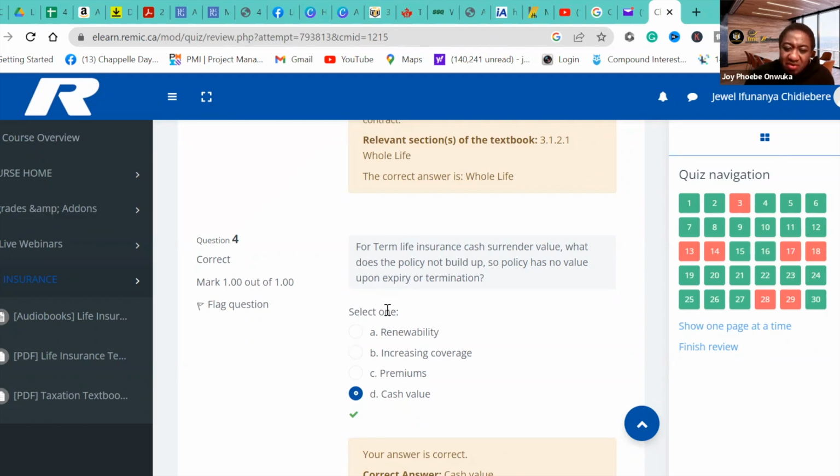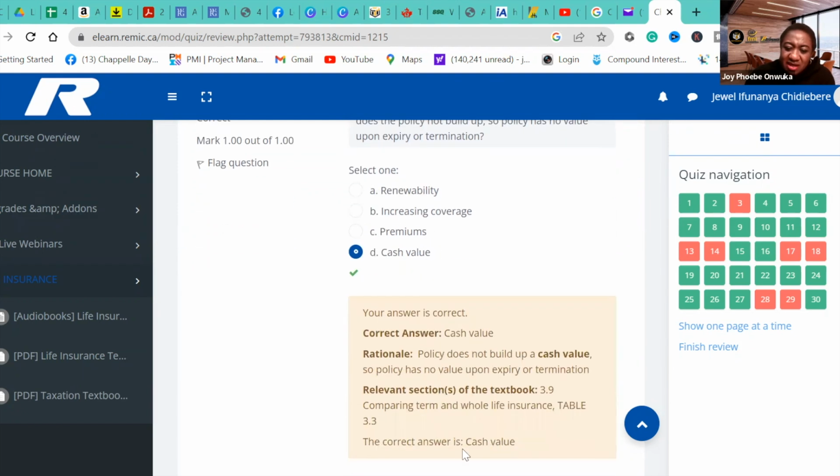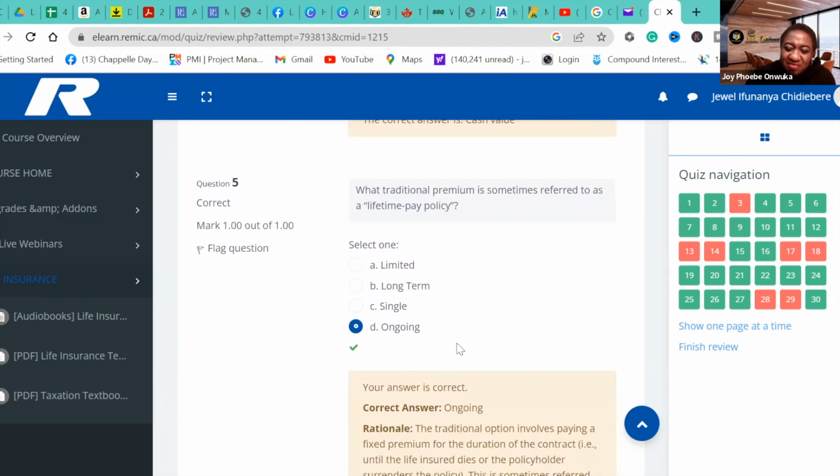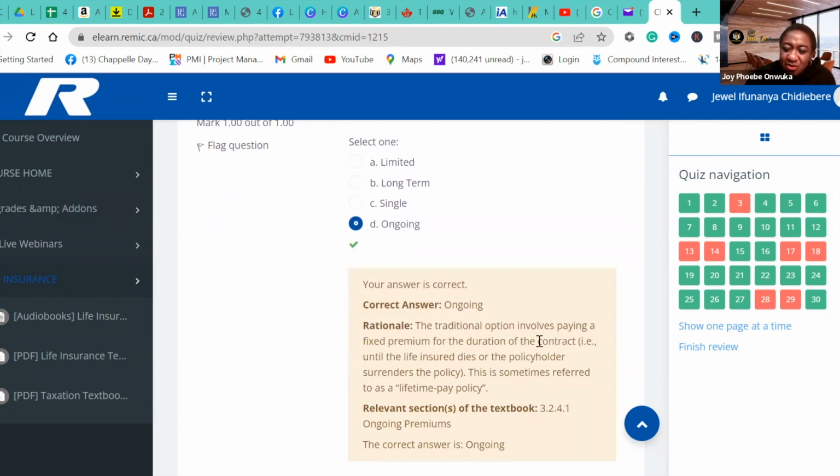Question 4, we got that one. And the answer is cash value. Rationale is policy does not build up cash value, so policy has no value upon expiration or termination. Question 5, we got that one. Is ongoing. Okay. The traditional option involves paying a fixed premium for the duration of the contract, that is until the life insured dies or the policyholder surrenders the policy. So this is sometimes referred to as the lifetime pay policy.